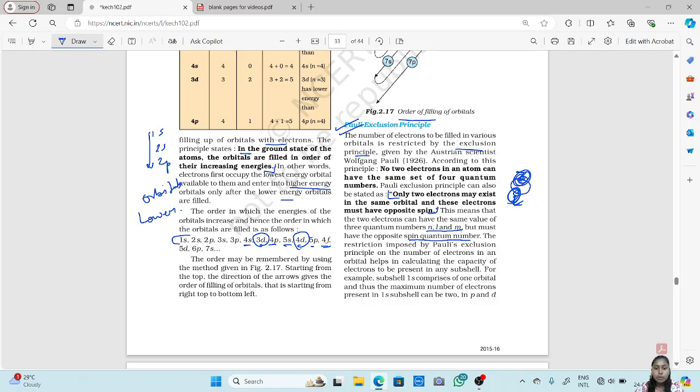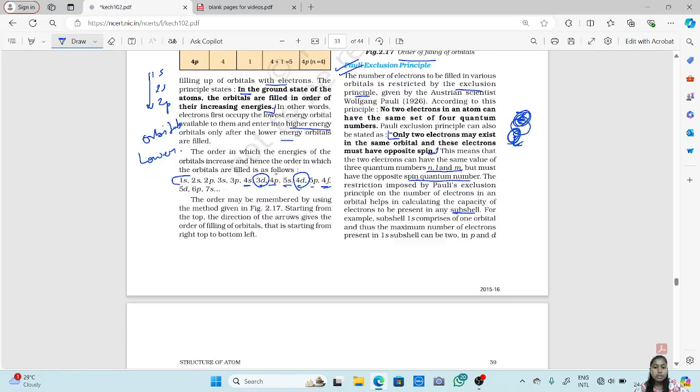So the restriction imposed by Pauli's exclusion principle on the number of electrons in an orbital helps in calculating the capacity of electrons in any shell. This exclusion principle helps you calculate how many electrons can be put into a subshell, or how many electrons a subshell can take. This capacity can be calculated by using Pauli's exclusion principle.